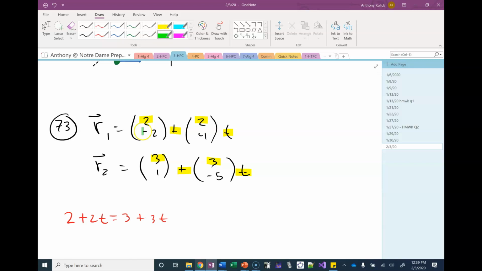Okay. And then we'll look at the y component. So in equation 1, that's negative 2 plus 4t. And then in equation 2, that's 1 plus negative 5t.